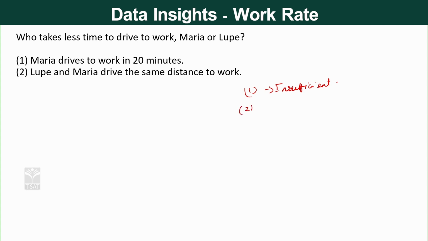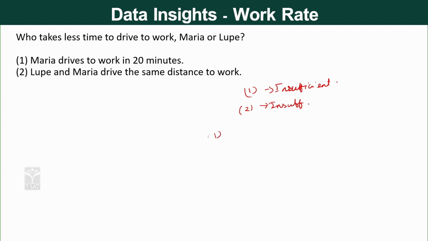And statement 2 says Lupe and Maria drive the same distance to work. Okay, you cannot calculate anything from this. They travel the same distance, but you don't know their speed to calculate the time that they take. So, this is also insufficient to answer the question.